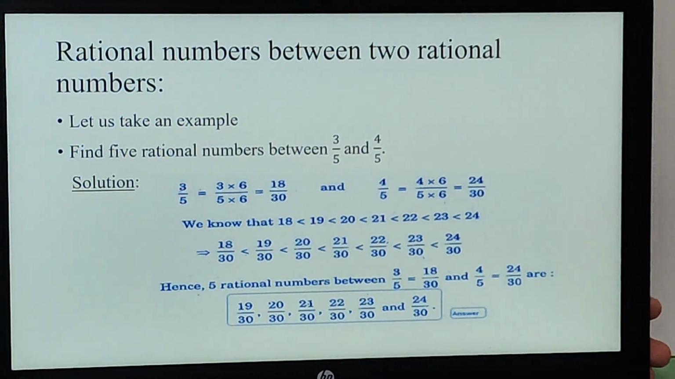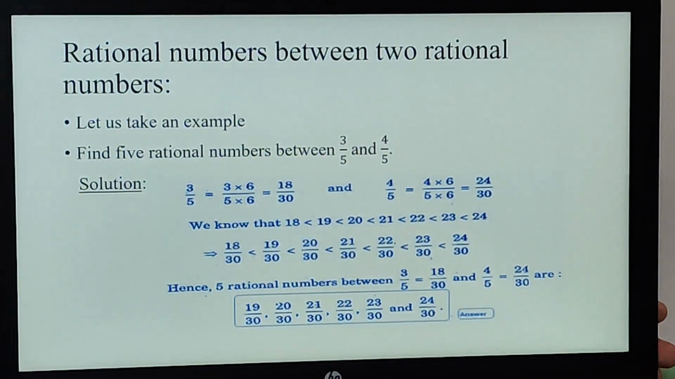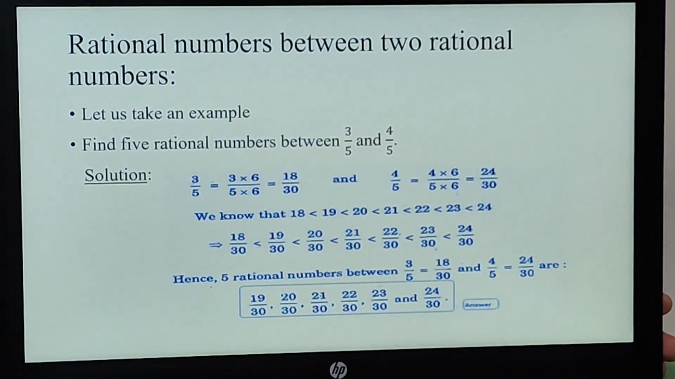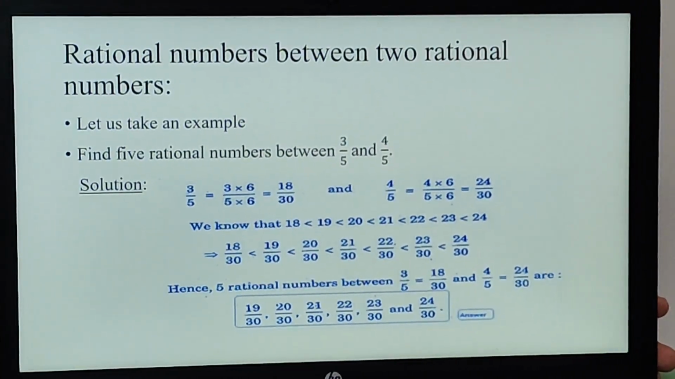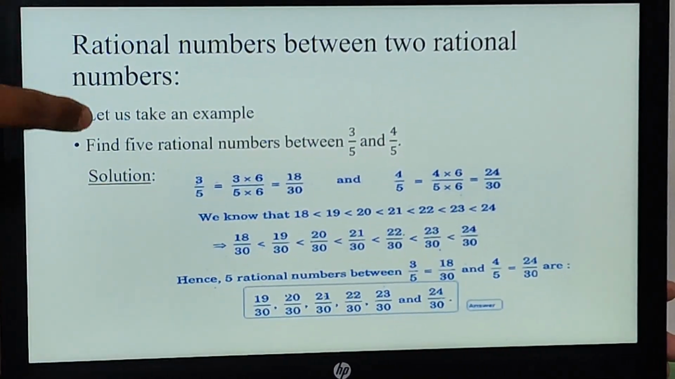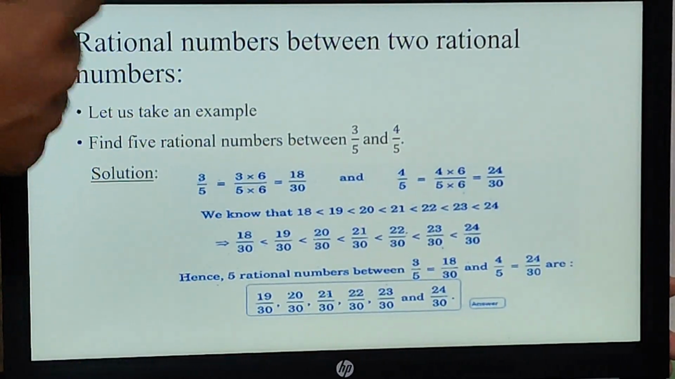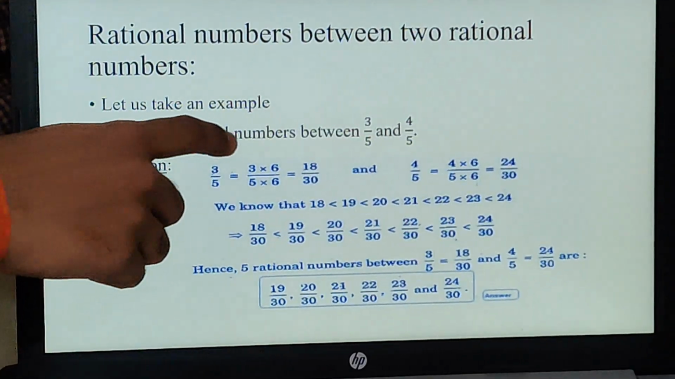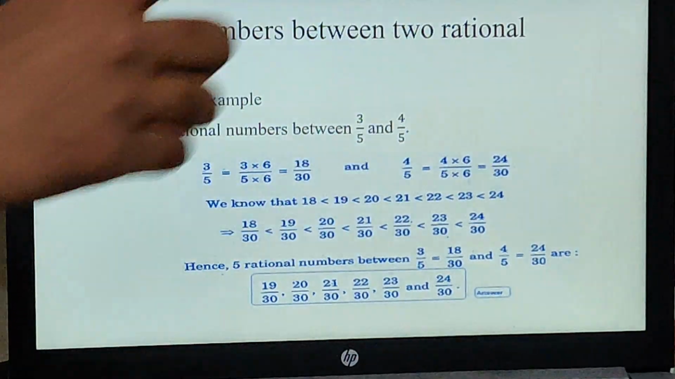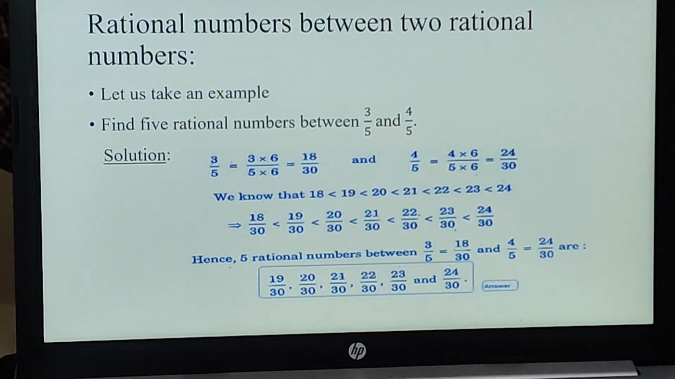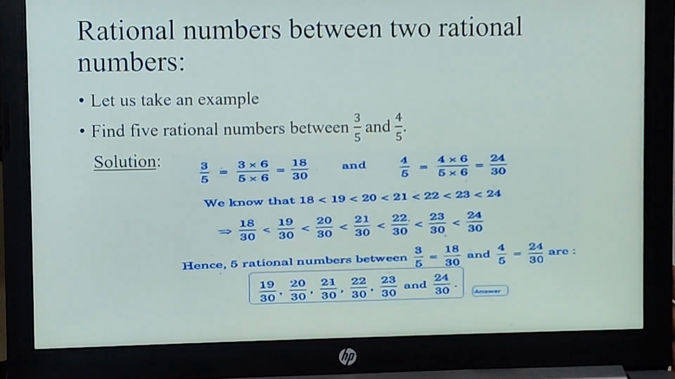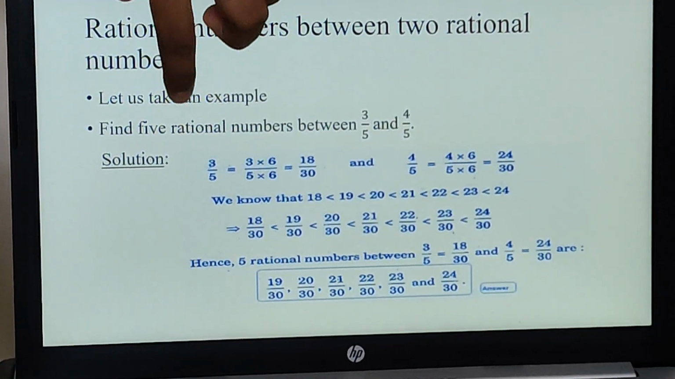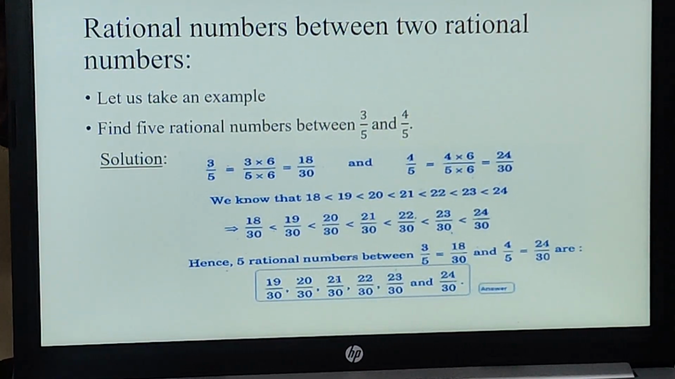The rational numbers between two rational numbers. In previous classes you have learned how to put values between two integers or between two numbers, and here we will study the rational numbers between two rational numbers. Let us take an example. Suppose we need to write 5 rational numbers between 3 upon 5 and 4 upon 5. So our first rational number is 3 upon 5 and our second rational number is 4 upon 5, and we need to find 5 rational numbers between these two numbers.